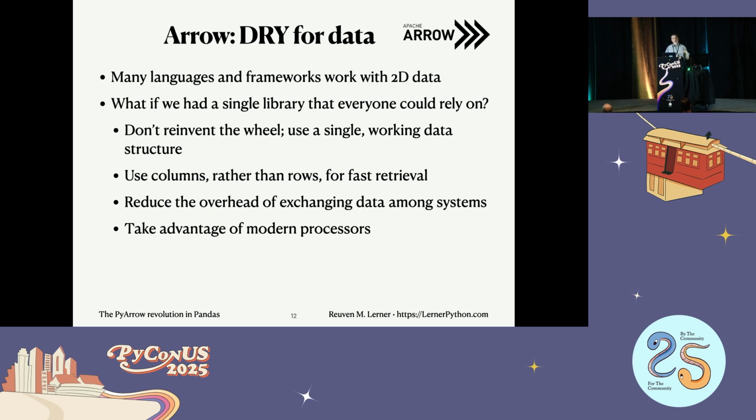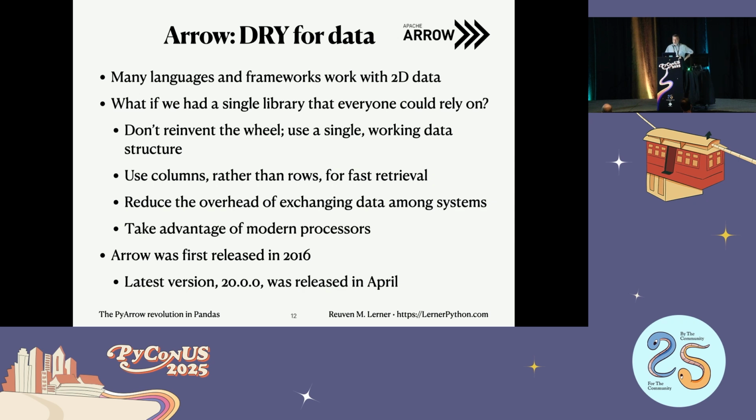Because remember, NumPy and Pandas, wonderful as they are, are single-threaded, single-process. They can't take advantage of the modern hardware. And of course, there are lots of packages that try to do this and get around it, but fundamentally, that's where we're at. So Arrow's been around for quite some time, right? 2016. It's already on version 20, released just like last month.